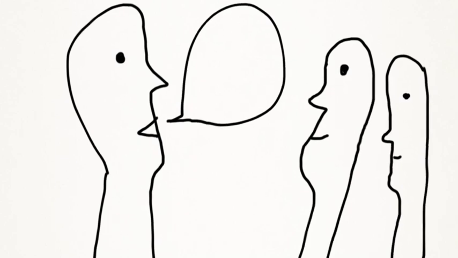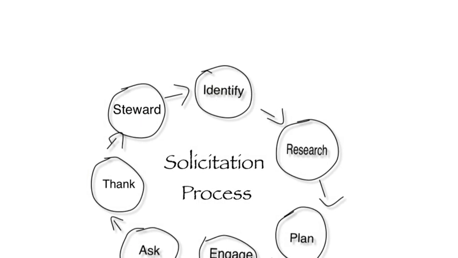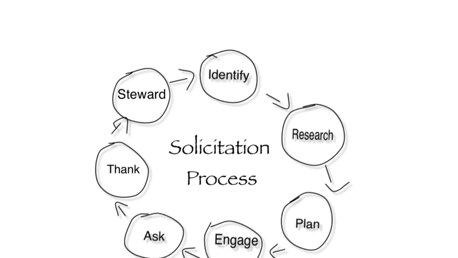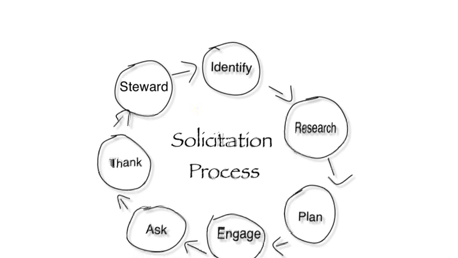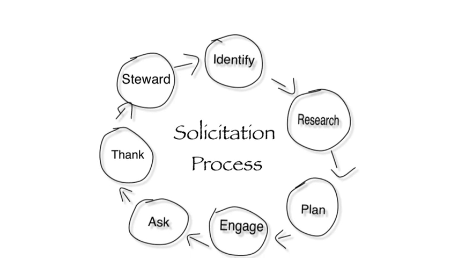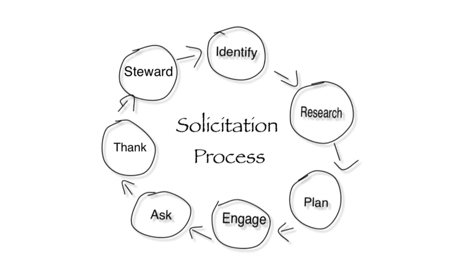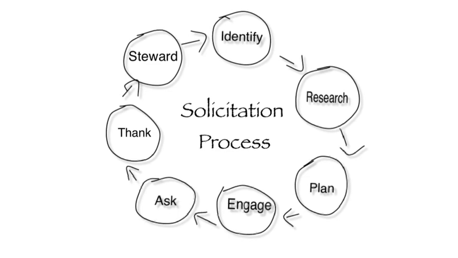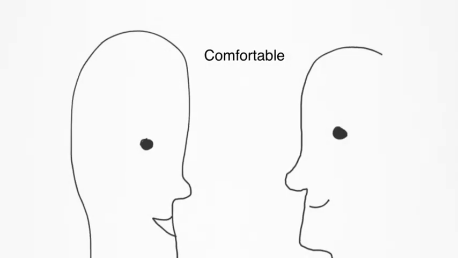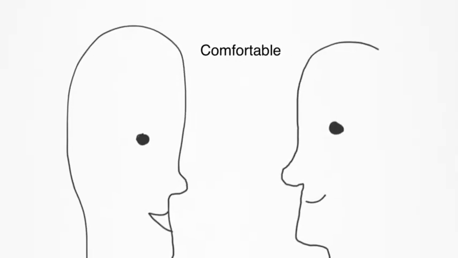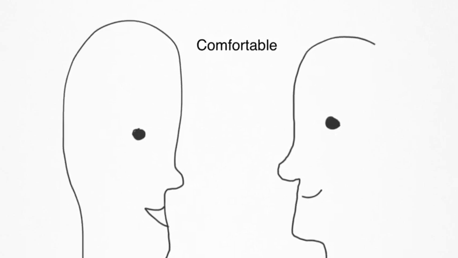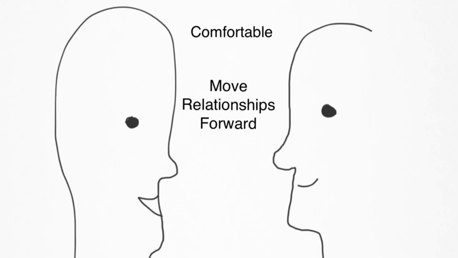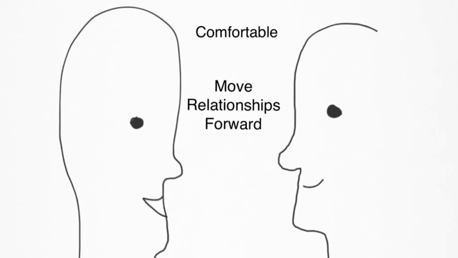This entire process is known as a solicitation or development cycle, starting with the identification and researching and planning of your actions with the major donor, then engaging with them, asking them, thanking them, and stewarding them through to the next gift. To be a great major donor fundraiser, you need to enjoy spending time getting to know people, be comfortable working with high net worth individuals, and be good at moving relationships forward to reach your targets.